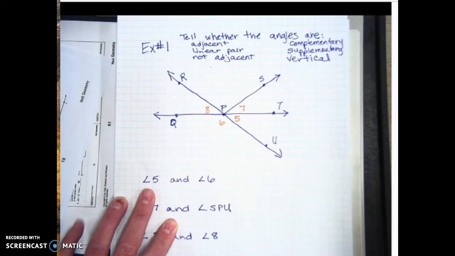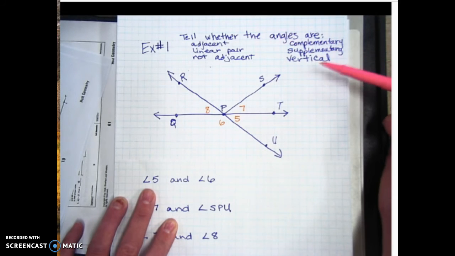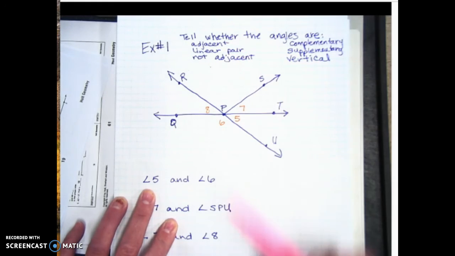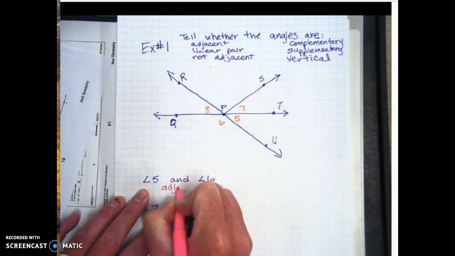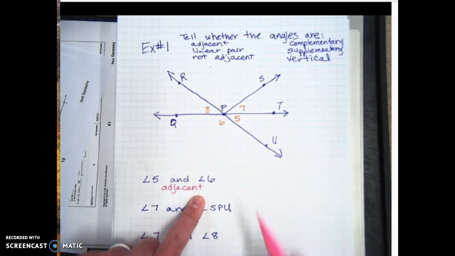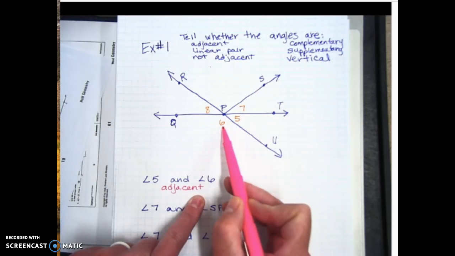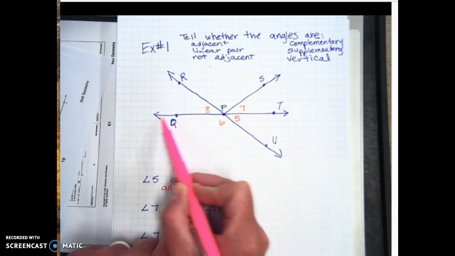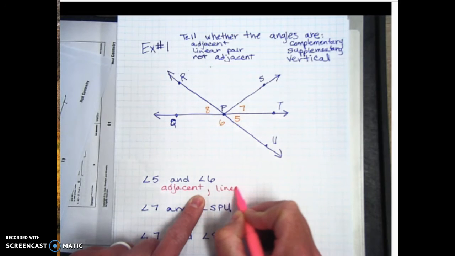Now, some of these might have more than one answer, right? So let's start with the first one. Are 5 and 6 adjacent? Yes. So write down adjacent. And then, let's see. Are they a linear pair? Here's 5, here's 6. This ray going this way and this ray going this way are a straight line. So they are a linear pair as well.